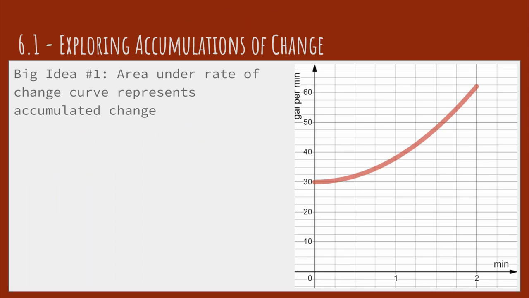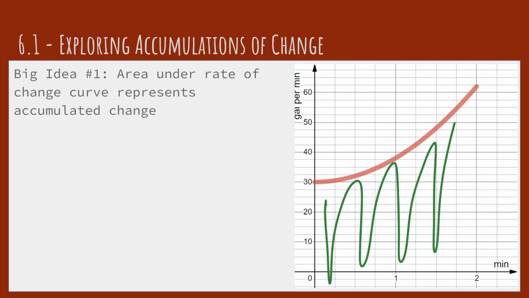So big idea number one, leading into the area problem and what's called integral calculus, is that the area under a rate of change curve represents accumulated change. So in this example, the area underneath the rate of change of the flow of water gives us how much water flows into a tank or whatever this is measuring.